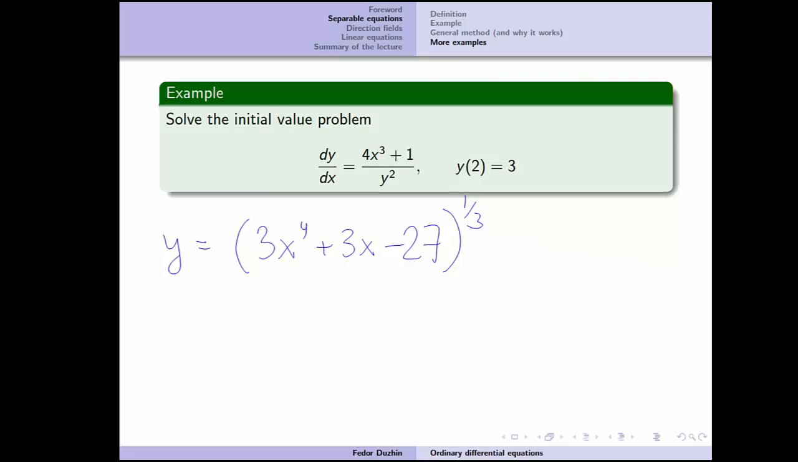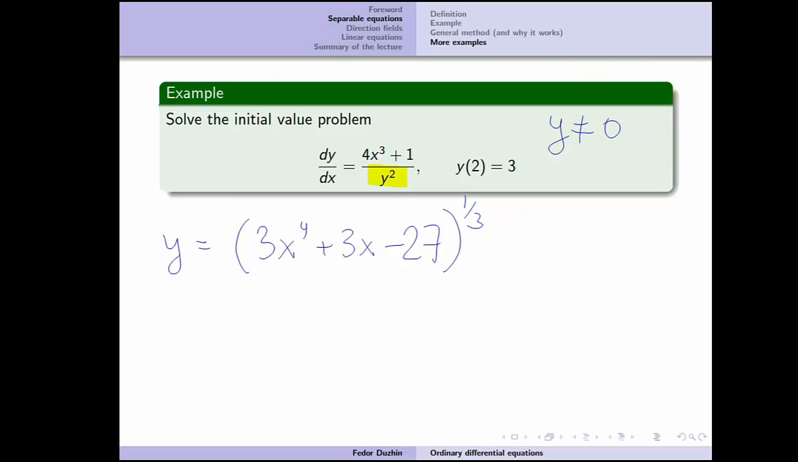Notice the following. Notice that we're dividing by y squared. And since we're dividing by y squared, it means that y is not allowed to be equal to 0. And yet, if you look at this expression, y equals 3x to the 4 plus 3x minus 27, there is nothing that stops it from being equal to 0. It means that we're not done yet. So not only do we need to produce the formula for y, but we also need to specify on which interval it works.